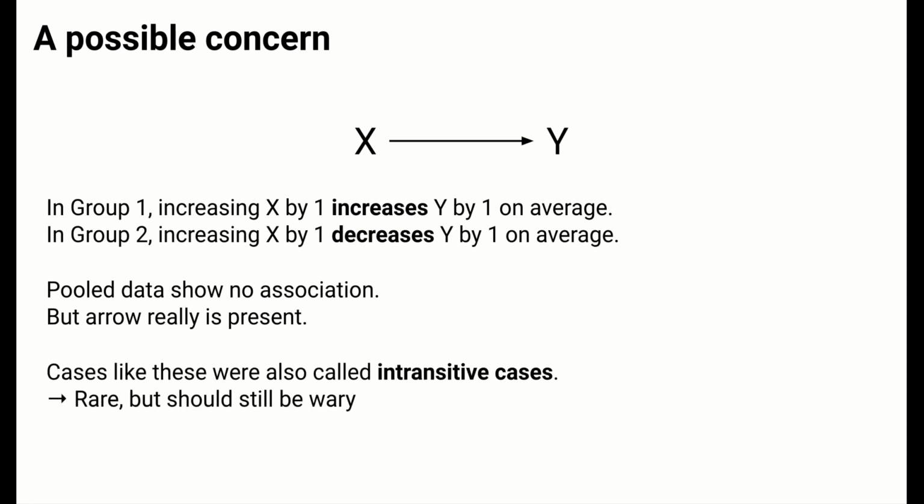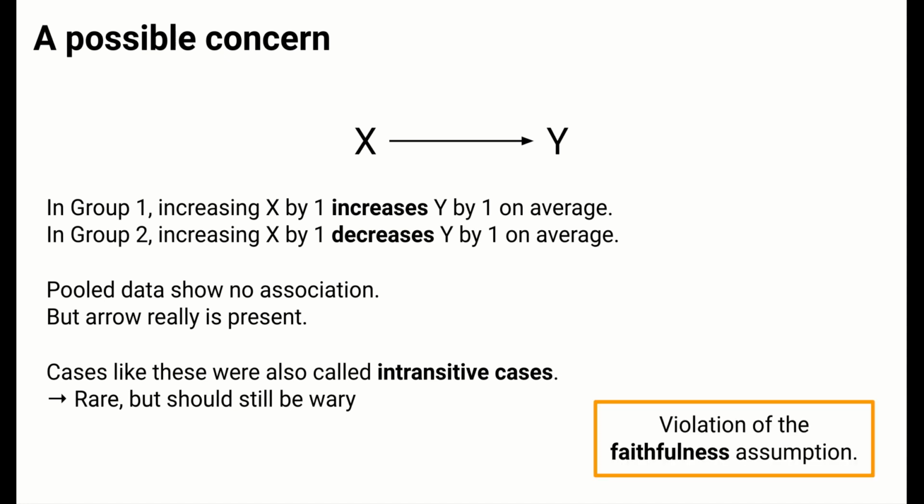Cases like this, where there's a perfect cancellation of effects, are called intransitive cases. Generally, these situations are rare, but they're an important thought experiment when thinking about how to go from data to causal structure. It is possible that the data mislead us as to the true structure of the graph. This is an example of a violation of what is known as the faithfulness assumption.